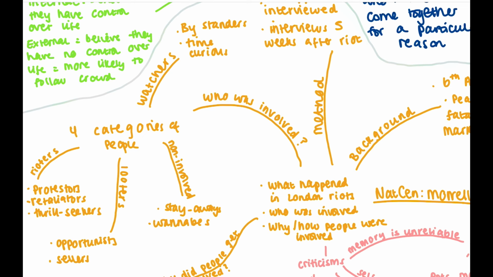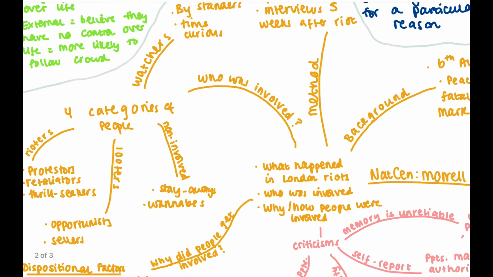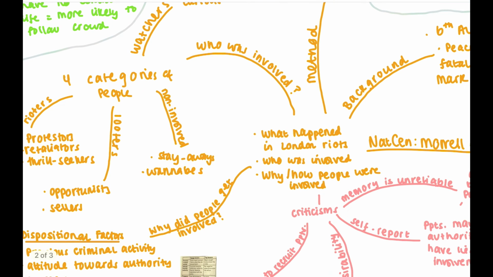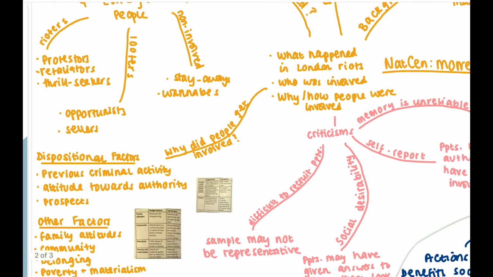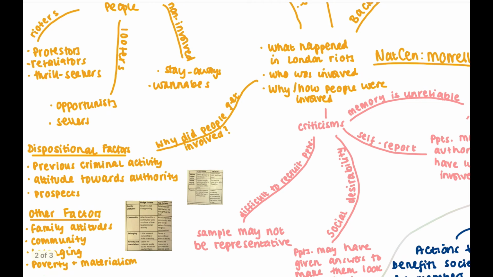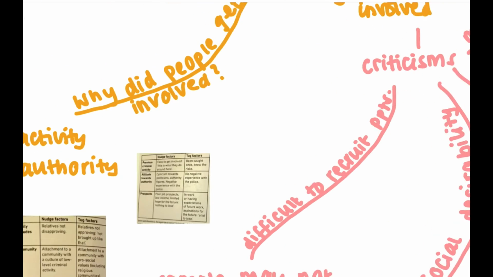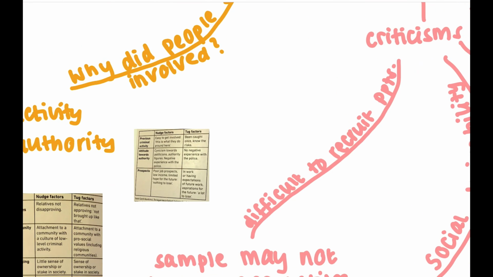So the next big question is, why did people get involved? And they group this into dispositional factors and other factors. So if we look at the dispositional factors, we've got number 1, previous criminal activity. Now they said that there were nudge factors and tug factors. Nudge factors were factors that encouraged people to get involved with the riots. Tug factors were those that discouraged people from getting involved.